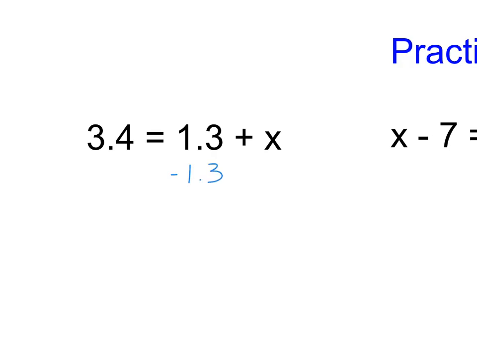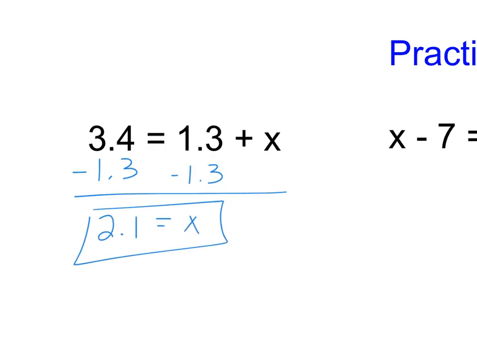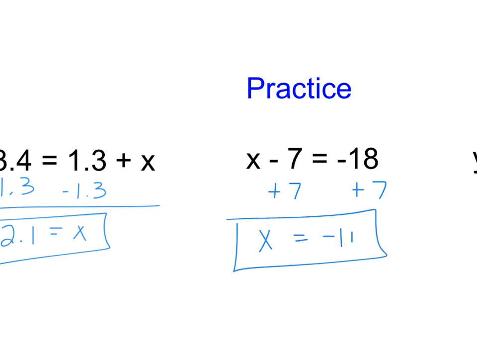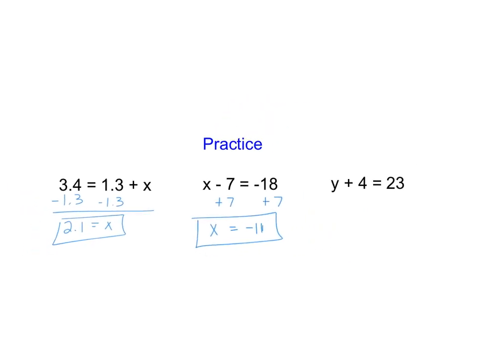and see if you got these right. If you did decide to do them, we'd want to subtract 1.3 over, resulting in a difference of 2.1. x is alone. Again, these are just one-step equations, so you only have one thing you're doing each time. Inverse of minus 7 is to add 7 over. Now careful, that's negative 18. So if I'm adding 7 to negative 18, I have negative 11.